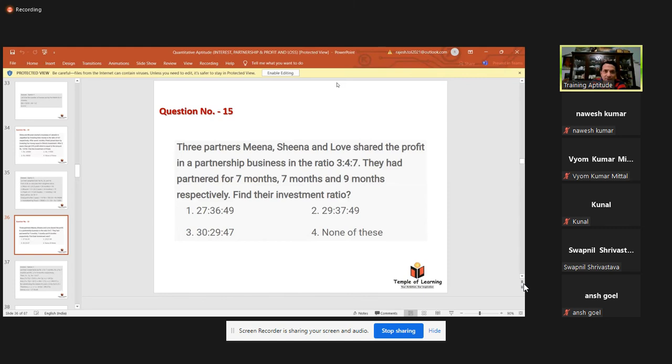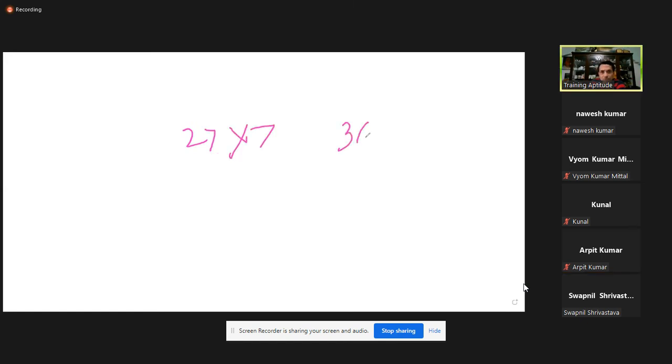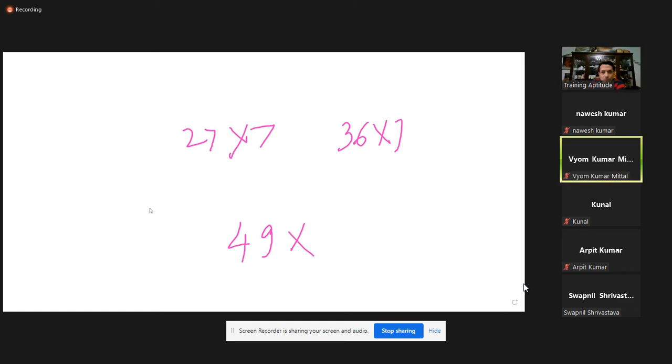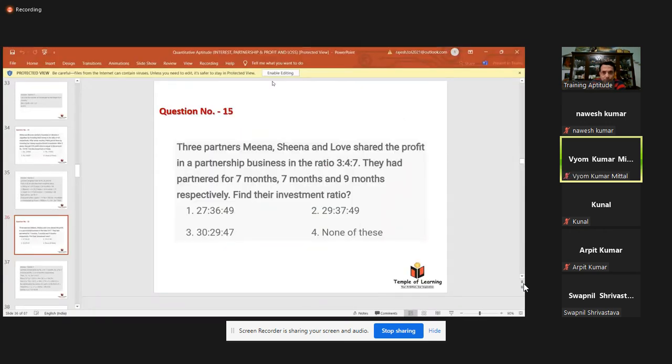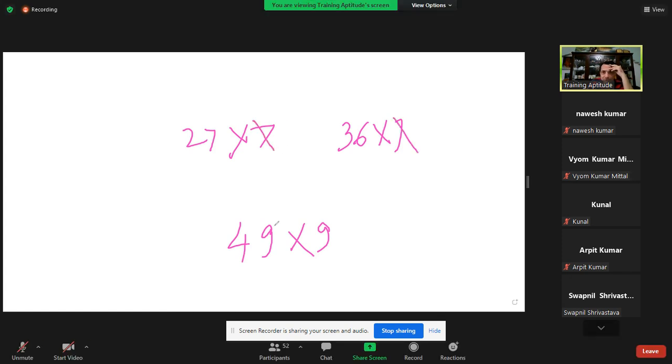So 27, 36, 49. So I said 27, 36, 49. 49 for how many months? 9 months. Perfect. This ratio, am I getting 3 is to 4 is to 7? Let's check this out. I take out 7 from each one of them.